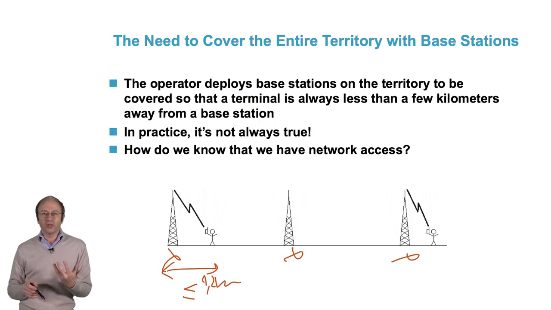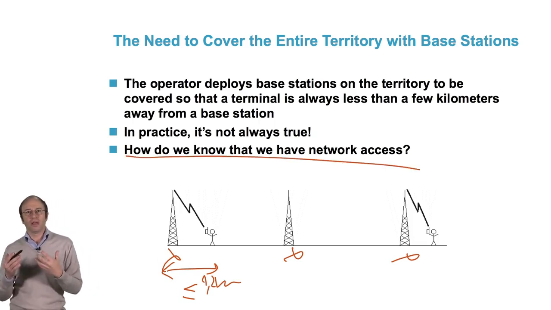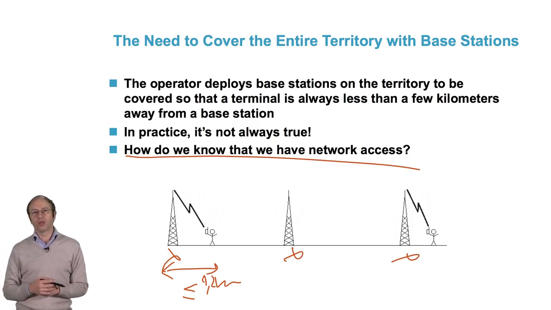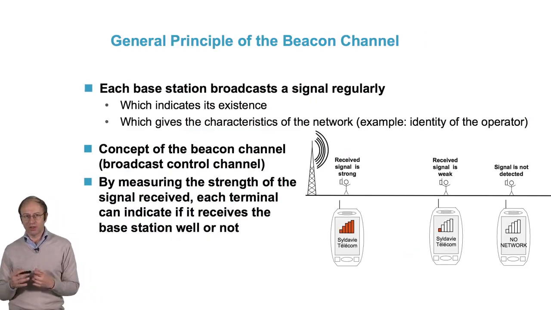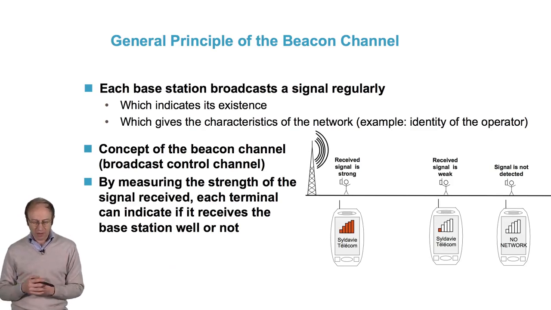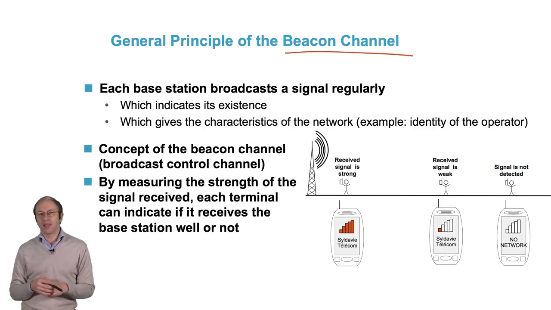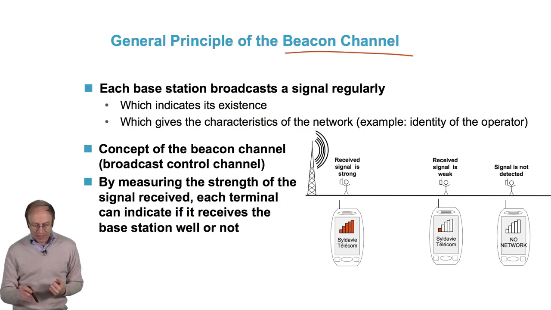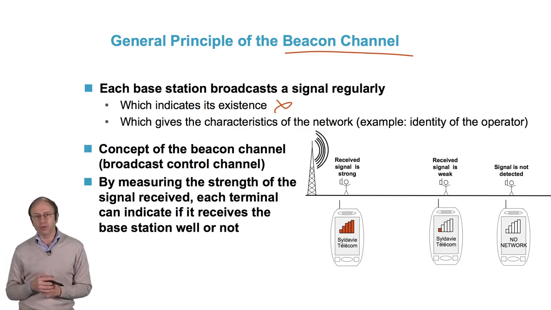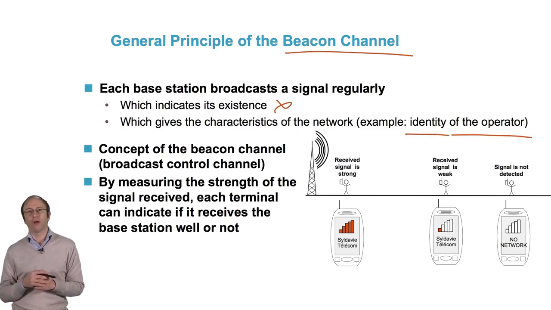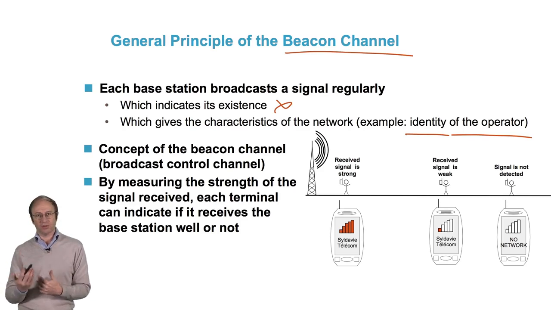Now, the question is how to know if I have access to the network, whether I actually am close enough to a base station to have access to mobile internet. For that, each base station periodically broadcasts a signal called the beacon channel. This beacon channel first enables indication of the presence of the network, and it gives the characteristics of the network, among which the identity of the operator. This way, my terminal will try to listen for my operator's base station and not that of the competitor.